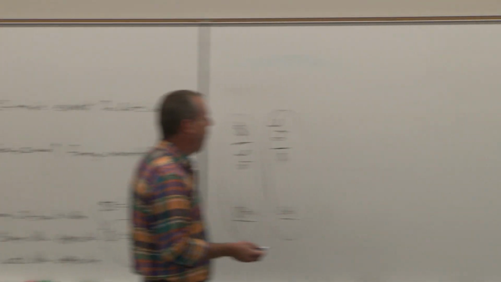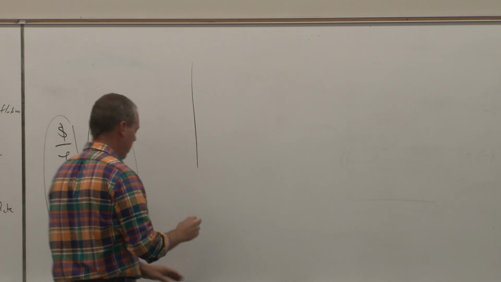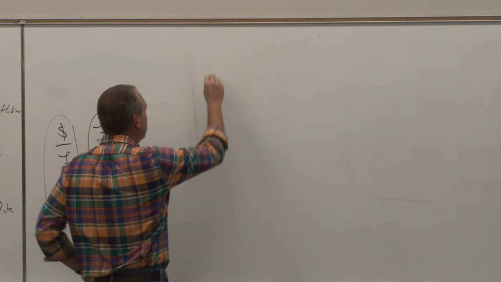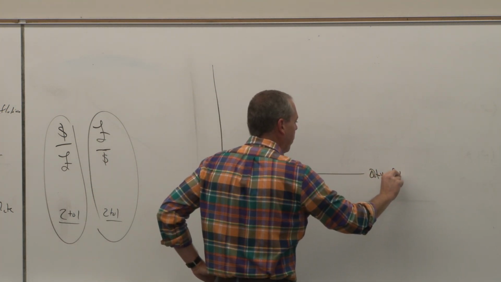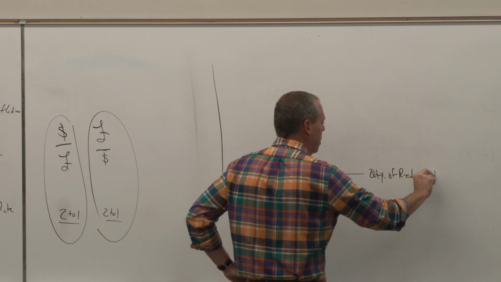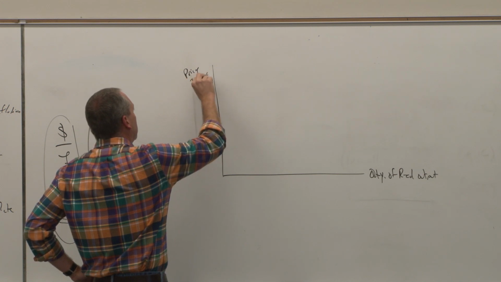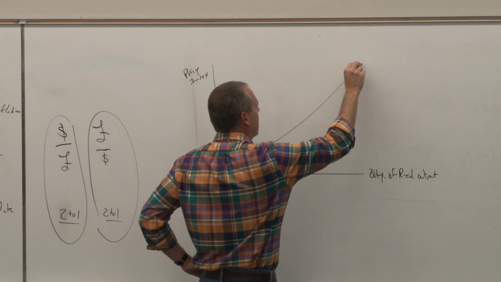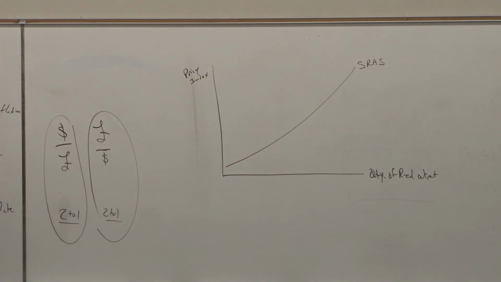Okay. So let's look at aggregate supply. So here's our quantity of real output. Here's our price index. Here's our short-run aggregate supply curve, okay? And you'll notice I didn't just call it aggregate supply, I called it the short run, because there's a short run and there's a long run.